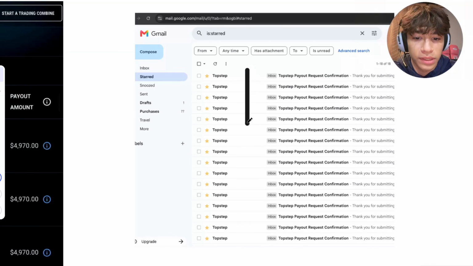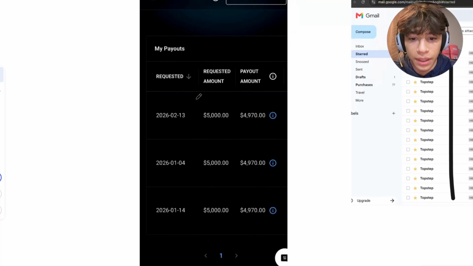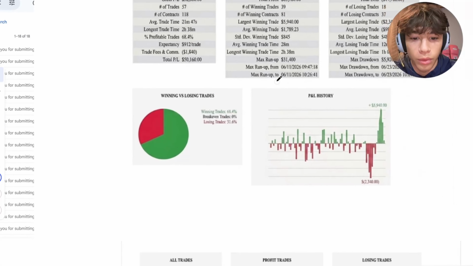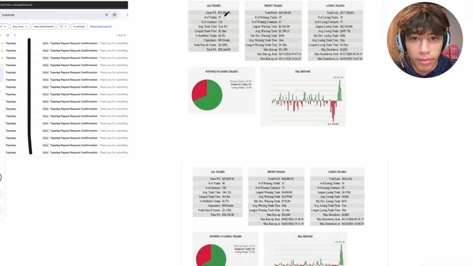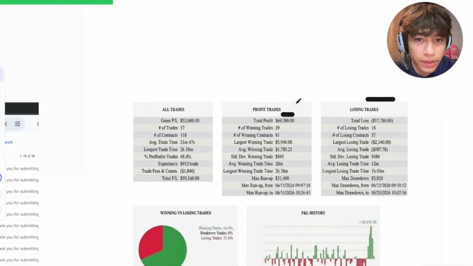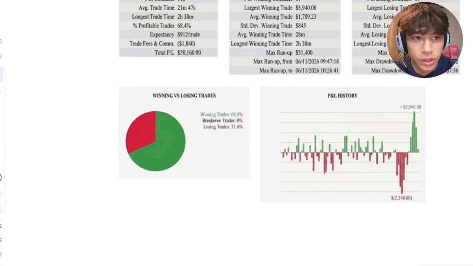So right here we can see over 16 payouts from Gmail, and then we can come over here and we can see over $15,000 in payouts right here, payout amount $5,000. We come over here, we have back to back months: a $40,000 month right here, and then a $52,000 profit month. We can see $70,000 in profit trades, but then a losing trade of $17,000, which all in all leads to a profit of $52,000 in the month of June.